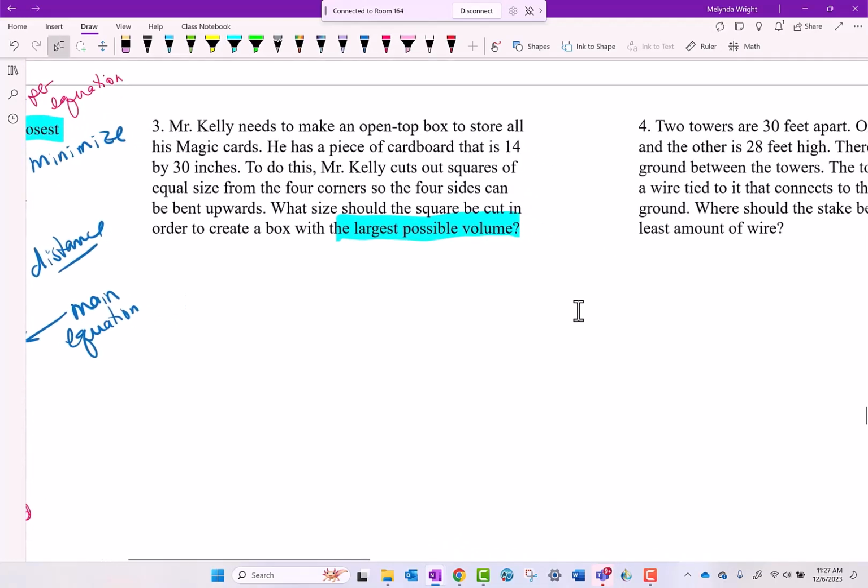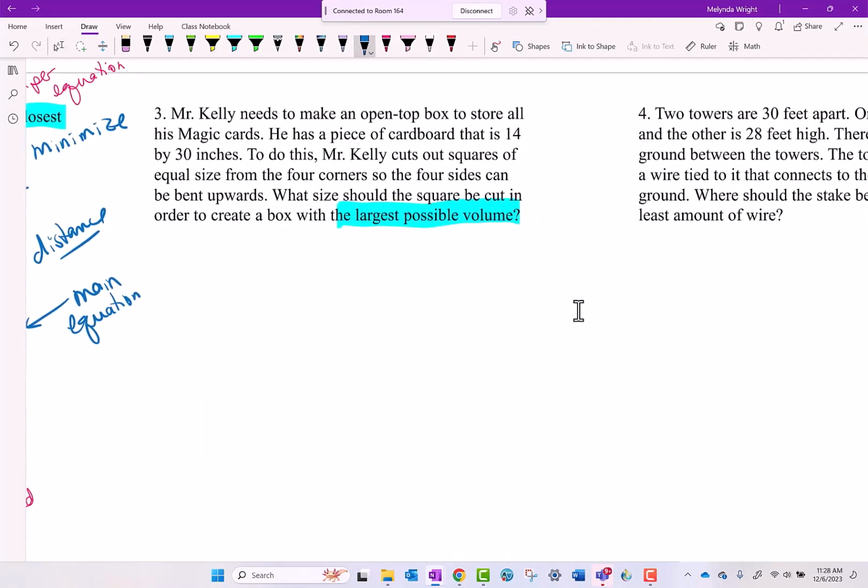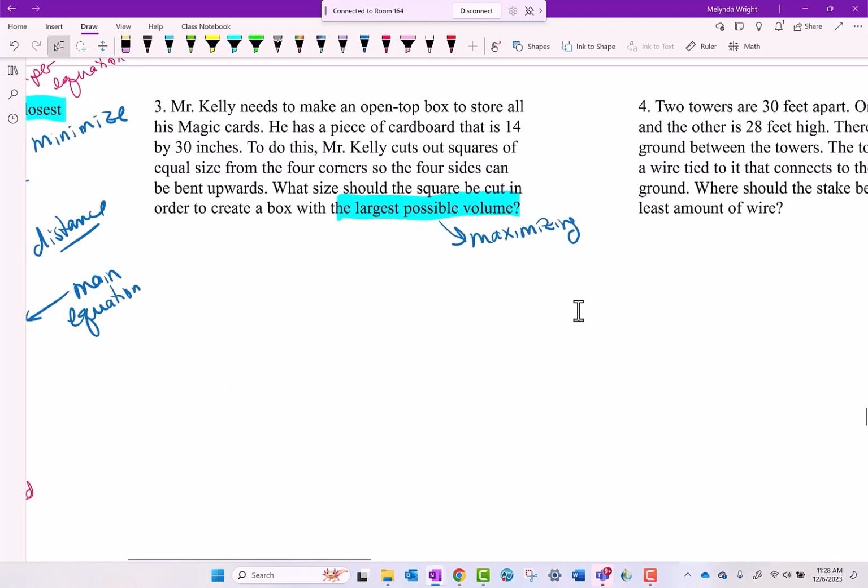So what are we trying to do? Are we maximizing or minimizing? We're maximizing. So we're maximizing volume. That's going to be our main equation, a volume equation. All right, so we need to draw a diagram because there is a lot going on. I need to write some stuff down.